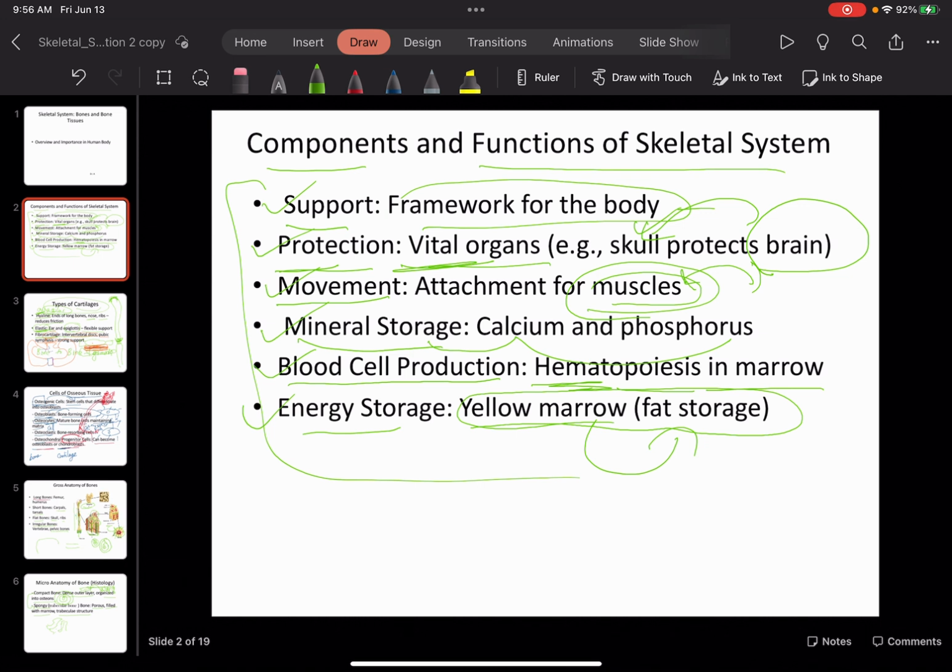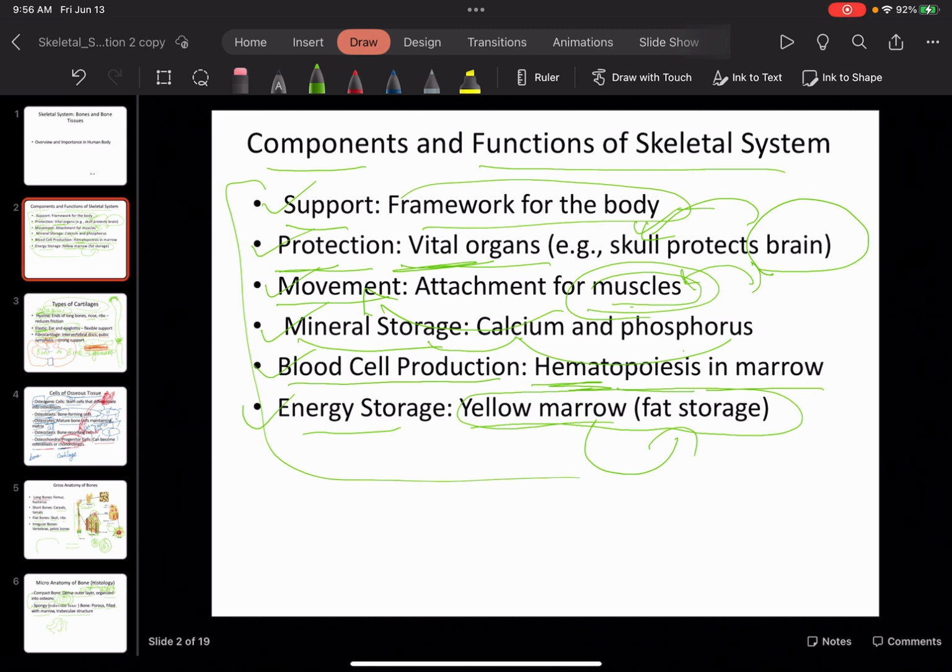Another function is movement. The bone is attached to the muscles by tendons. So when a muscle contracts, the bone starts moving. Bone cannot move without muscles. Mineral storage is another function. Minerals like calcium and phosphorus are stored inside the bone.